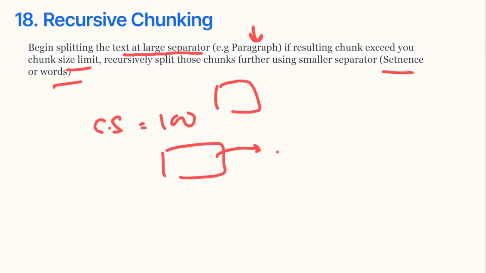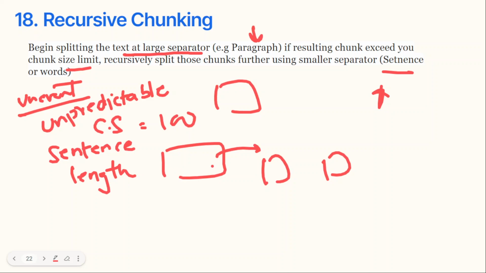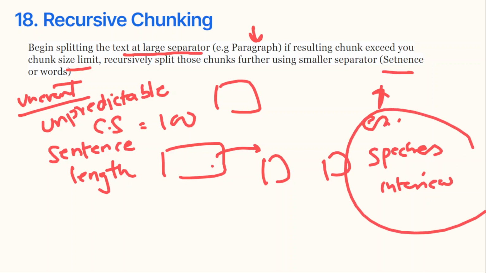Okay, and we convert those specific chunks again into smaller chunks using another splitter, and that is called a recursive splitter. Whenever you have uneven length, which is a practical, real scenario, or unpredictable sentence length, for example speeches or interviews, these are the generic use cases where you can use the recursive chunker.